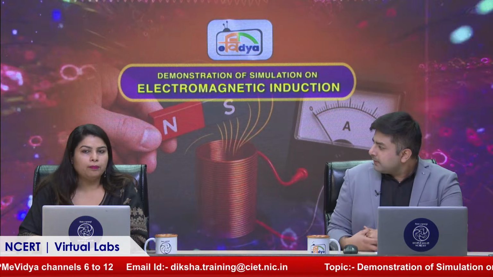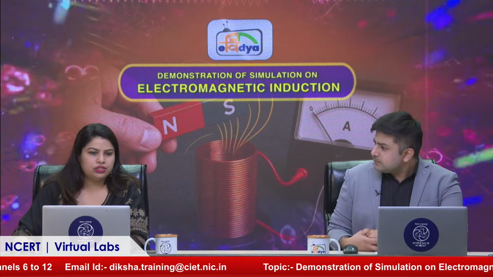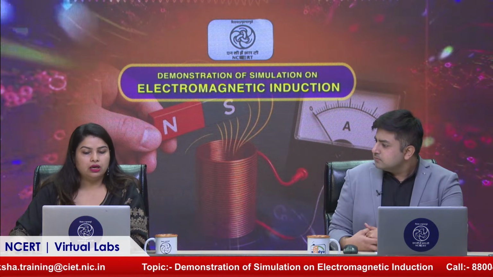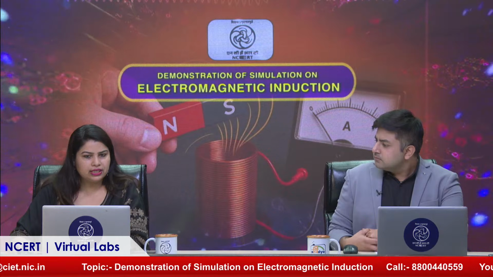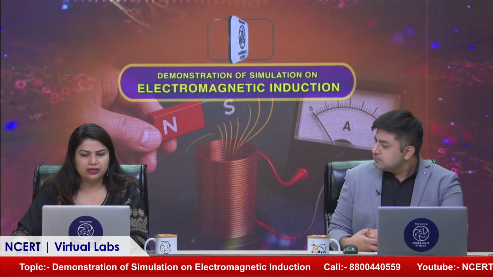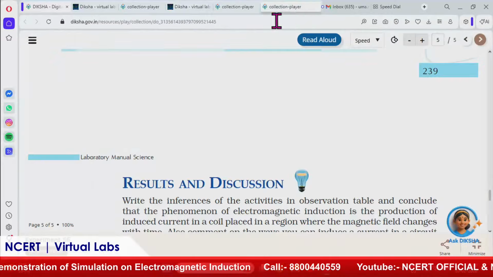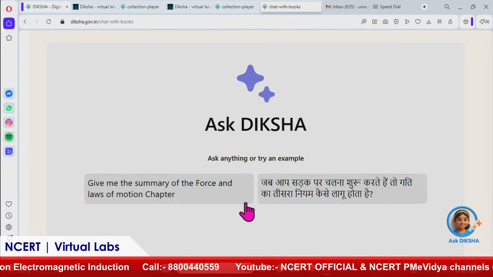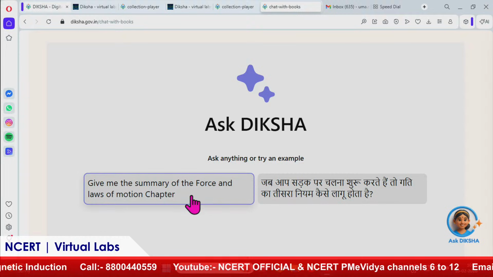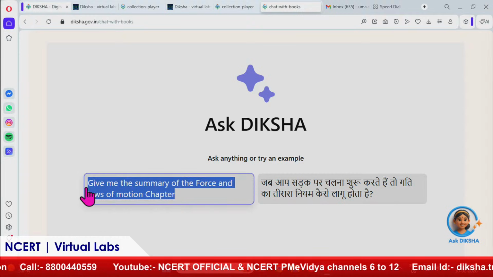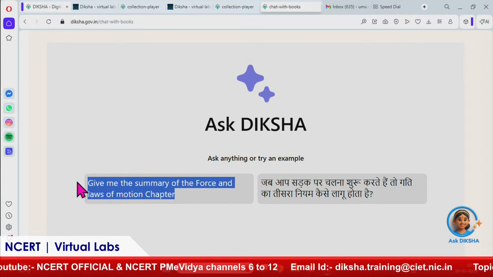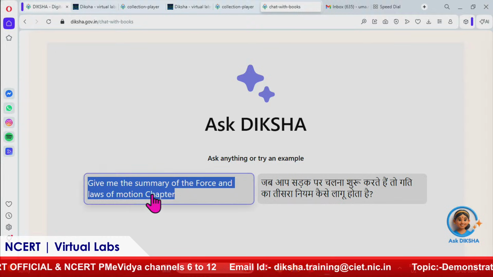For a particular topic, they can search in Diksha. There is one feature, Ask Diksha, also there. Suppose for a particular topic you want to understand more, like electromagnetic induction. Let me go to this Ask Diksha feature. So we can simply type this, what is more about this particular topic, electromagnetic induction.